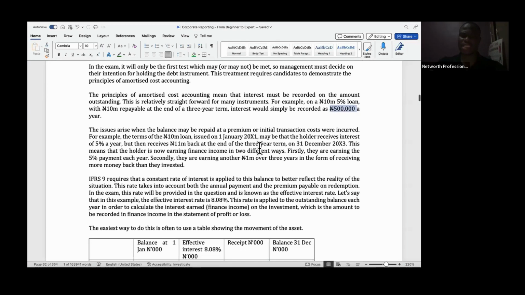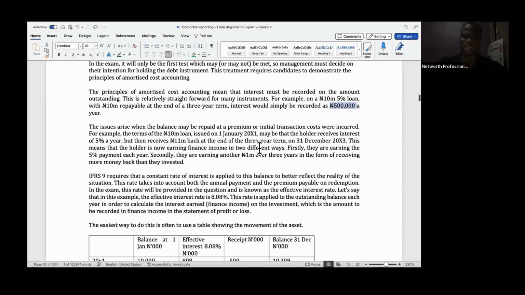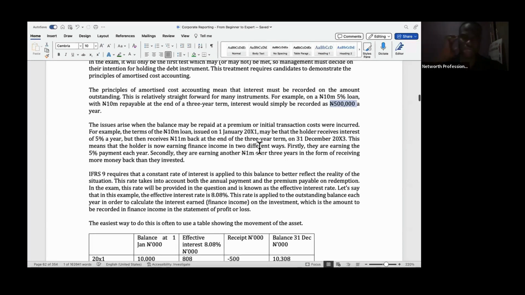Now, let's see the one that is not that straightforward, which is this one. Look at this scenario now, in this second paragraph. This guy invested 10 million in a loan, meaning he lent somebody money in 2001, and is still going to collect 5% every year. However, the loan is for 3 years. At the end of the third year, they will pay him back 11 million.